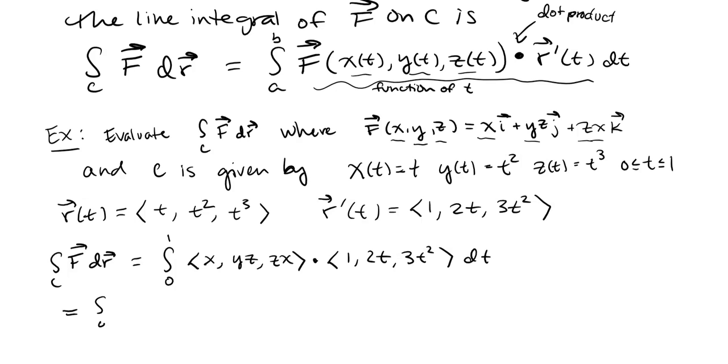But I don't want the x, y, and z's in there. I want it to all be in terms of t. So notice, we plug x in, and x is t. We're going to plug yz in, so yz is t squared times t cubed, which would be t to the 5th. And then we're going to have zx, which would be t cubed times t, which will be t to the 4th.